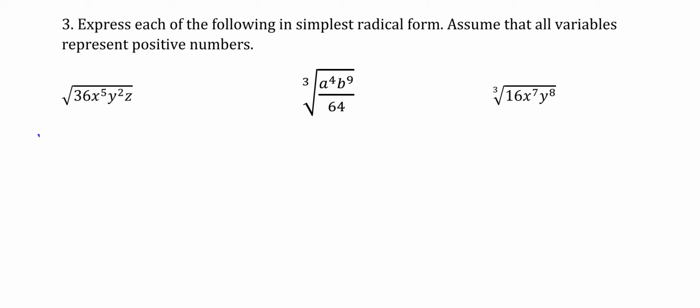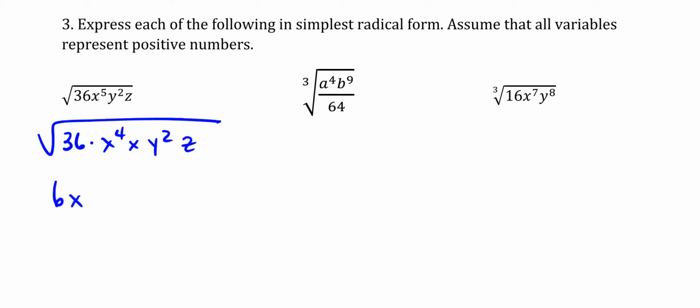For number 3, if I break this down, so I have 36, x to the 4th and x, y squared, and z. Z can't be broken down, it's too small. It's smaller than the index of 2. 36 becomes 6, x to the 4th becomes x squared, and the square root of y squared is just y. Then I'm left with the square root of x and z.